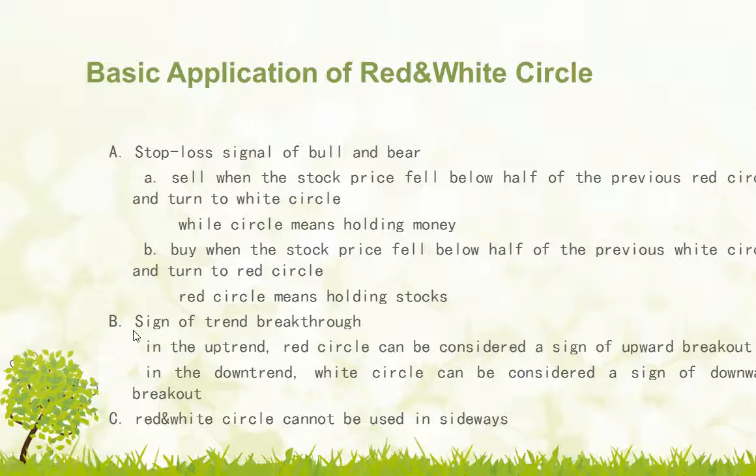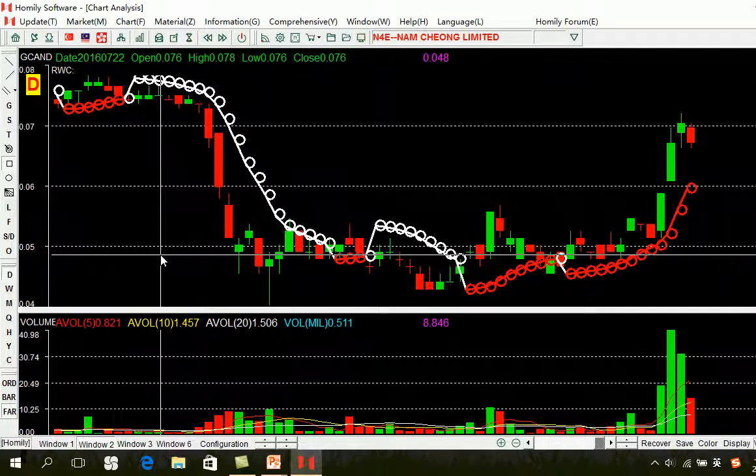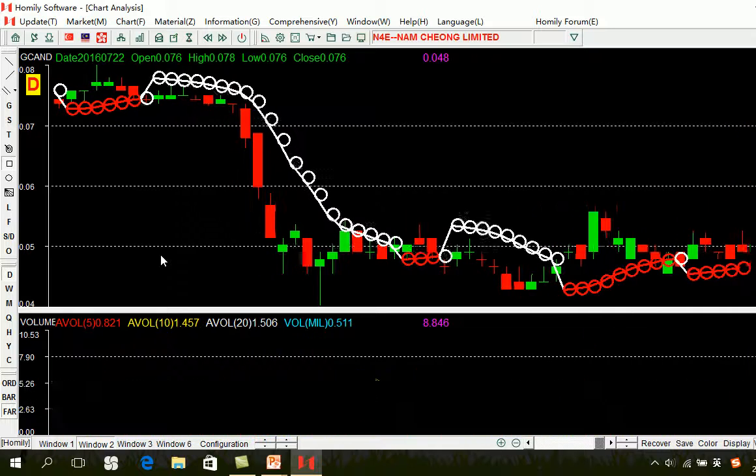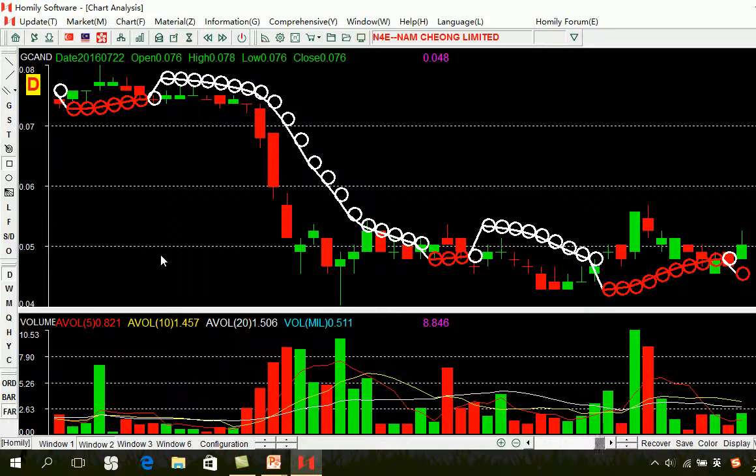Then we can see the next one, the sign of trend breakthrough. In the uptrend, this one, no, it's small b. This one, small b: buy when the stock price rises above the [previous level]. Okay, yes, it's above. So you can see this one, why the red circle will appear.